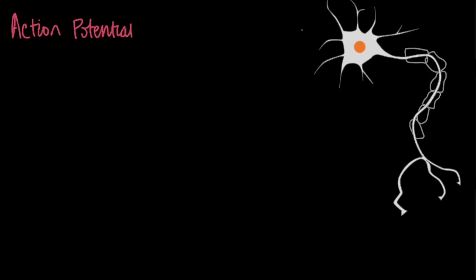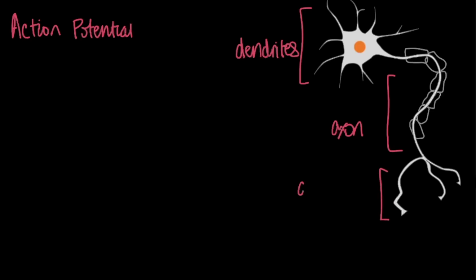So we have our dendrites, and these are what receive inputs from other neurons. And the input in this case is the electrical signal. This is the axon, which carries the output from this neuron, and this is the axon terminal, which sends that output to other neurons.